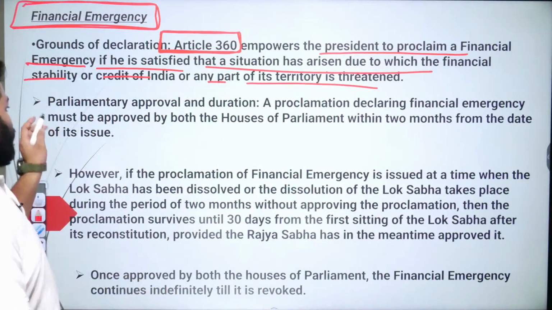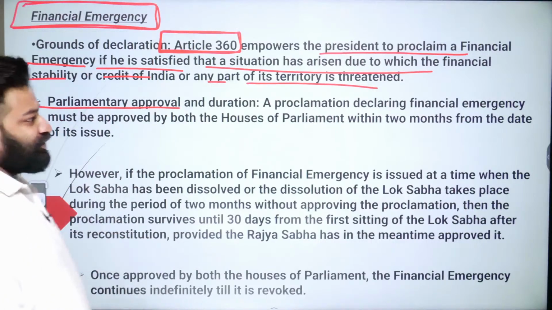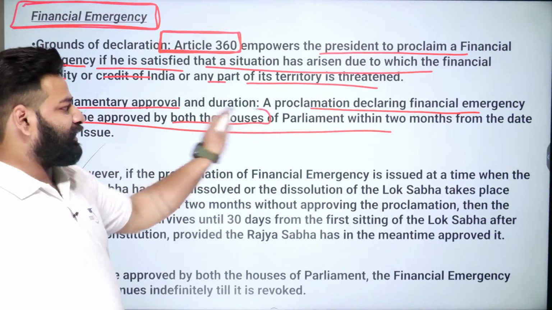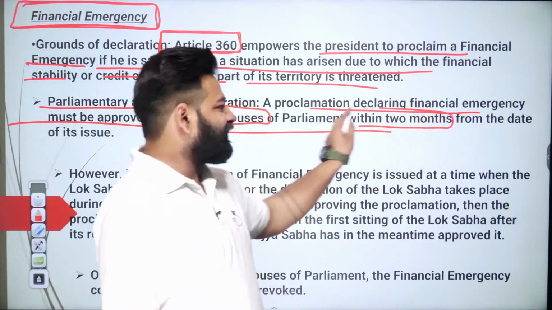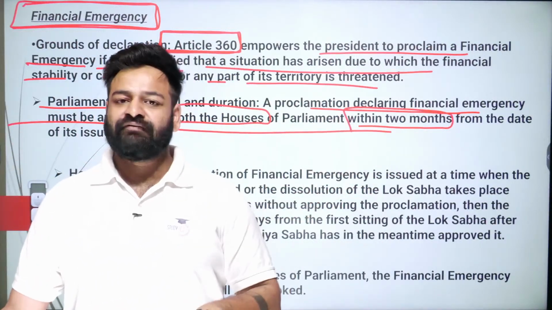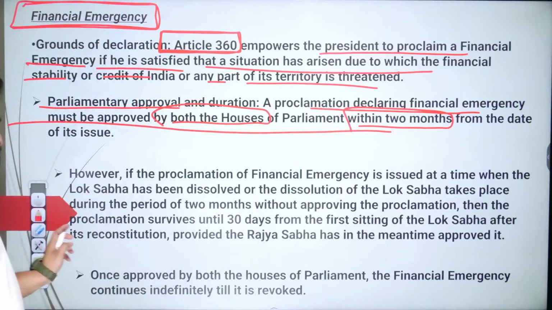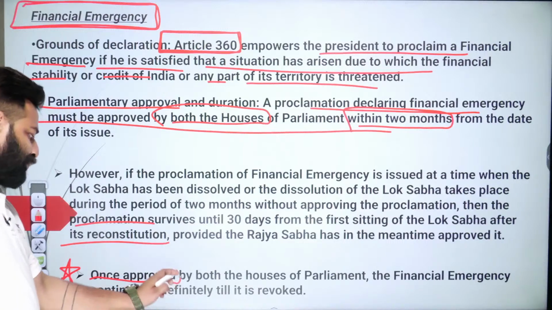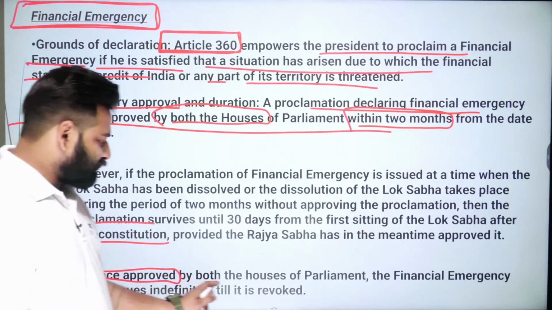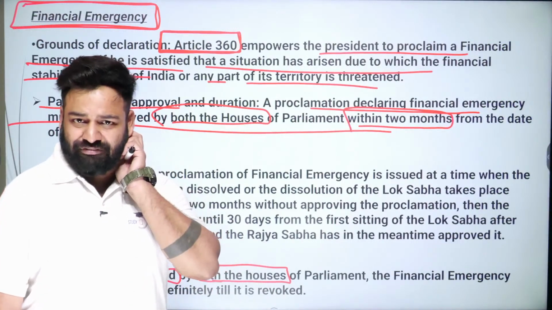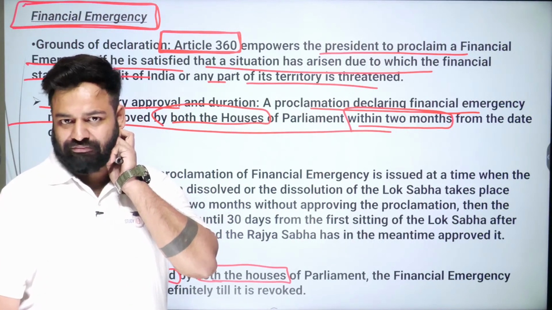Okay, so parliamentary approval: a proclamation declaring the financial emergency must be approved by both the houses of the parliament. How many months? Within 2 months, and the same if Lok Sabha dissolves in between, then 30 days from the first sitting of the freshly constituted Lok Sabha. Okay, now see this thing here. Once approved by both the houses, no such further renewal is needed, right?